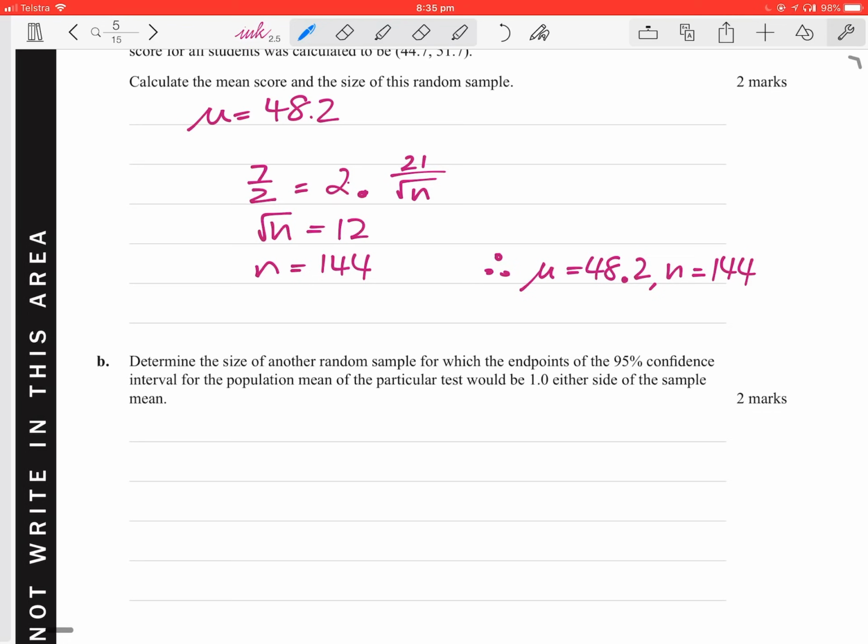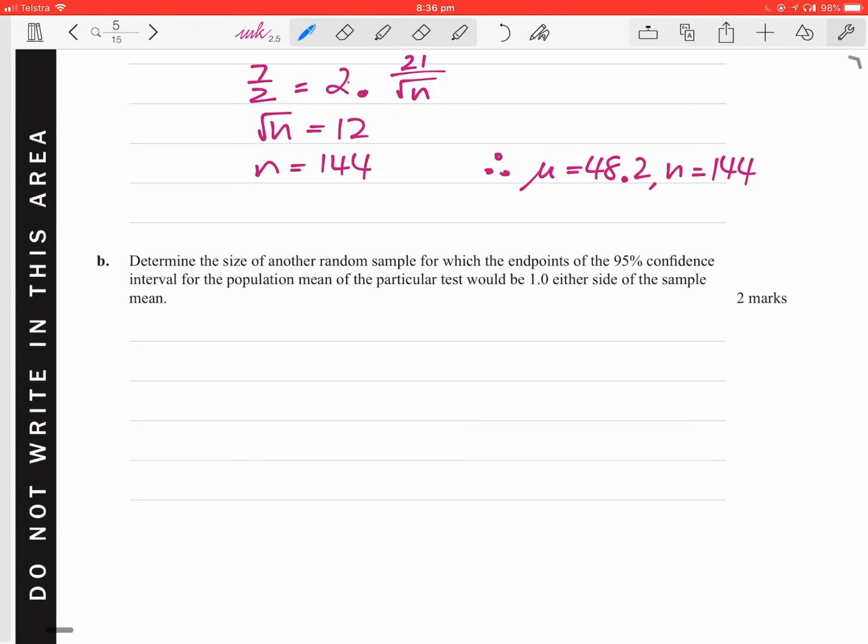Okay, determine the size of another random sample for which the endpoints for the 95% confidence interval for the population mean of a particular test would be 1 either side. So it's going to be a larger sample because the error is not as big. So I get 1 on 2 again, because it's a 95% interval. So we know that our z value is 2, times our standard deviation, 21, on root n.